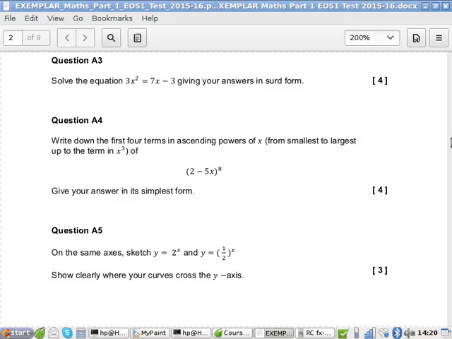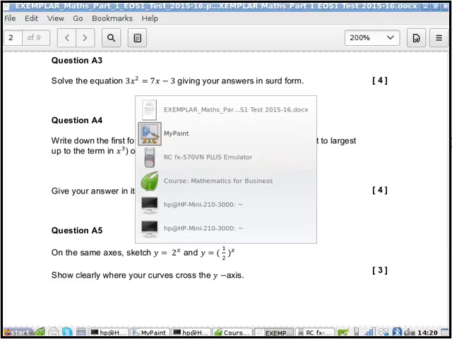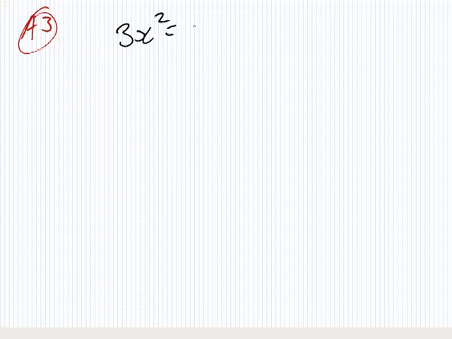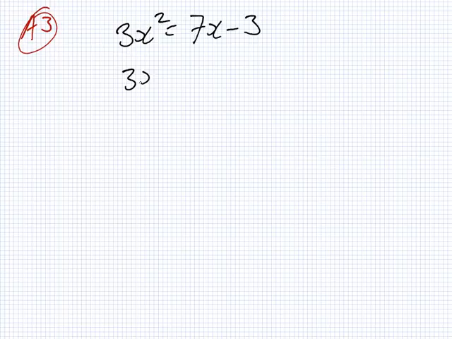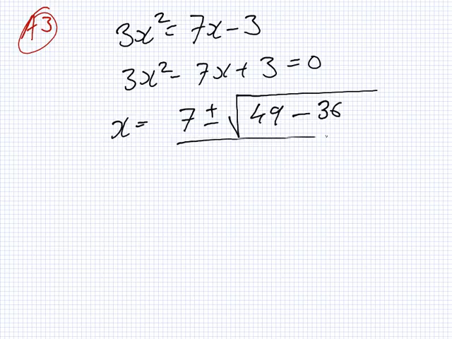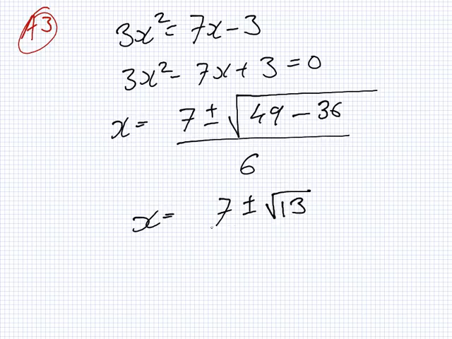Okay, got an answer for three? Mm-hmm. Let's have a look at three now. So the quadratic is 3x squared equals 7x minus 3. That's 3x squared minus 7x plus 3 equals 0. So x equals minus b plus or minus the square root of b squared minus 4ac all over 2a. That gives 7 plus or minus the square root of 13, all over 6. And that's the answer.